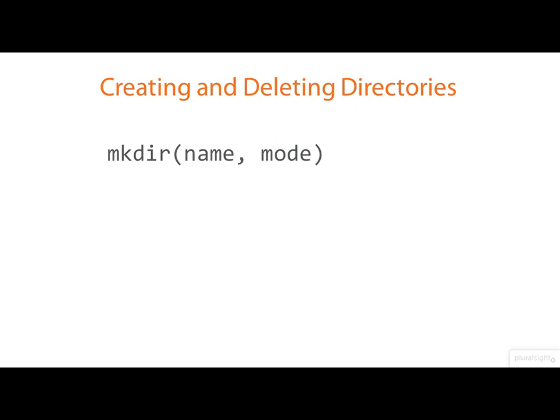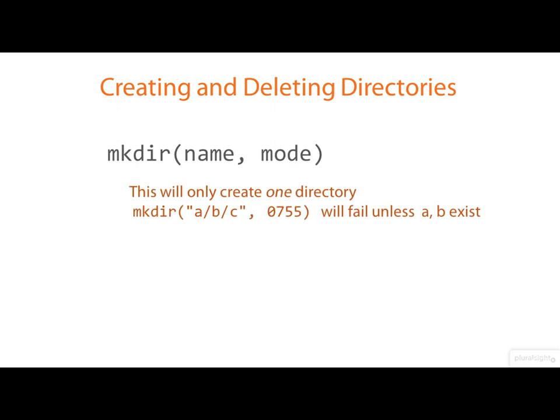How do you create directories? Well, that's done with mkdir, specifying the name of the directory and its mode. This is very similar to the create system call. But notice that this will only create one directory. For example, if I try to do mkdir of a/b/c, this will actually fail unless the directories a and b already exist. This is equivalent to the default behavior of the command line tool mkdir.